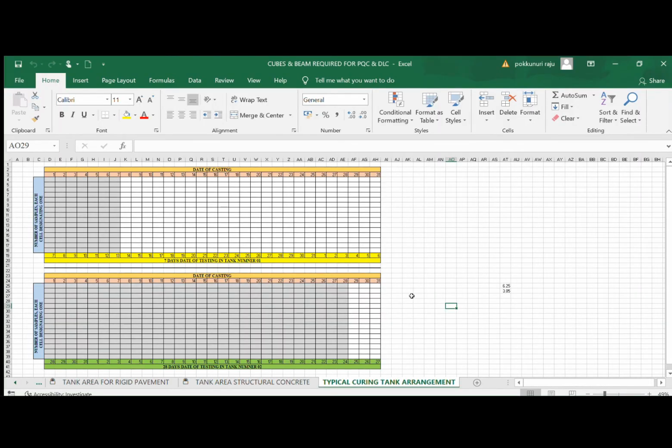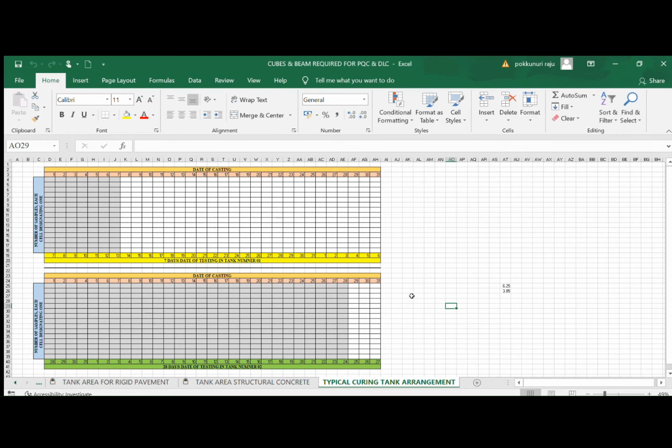The figure shows the typical arrangement of a curing tank in the project site, where you normally have two tanks. One is dedicated to keeping the cubes for 28 days testing, and the other one is kept for testing the cubes at 7 days. So this is how the area looks. The total area is divided into two parts, where you keep one at one location at any point of time.